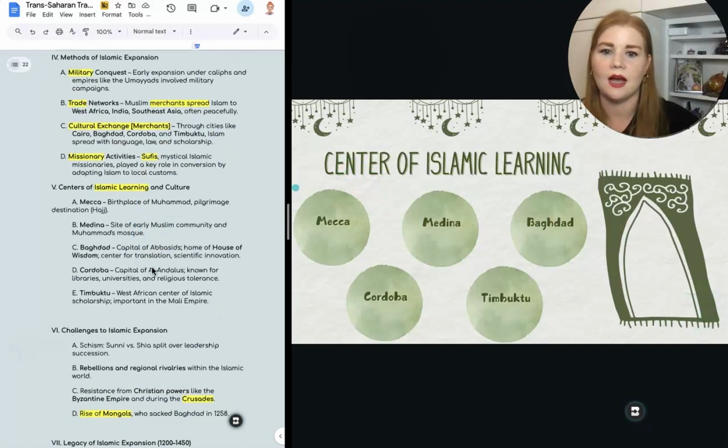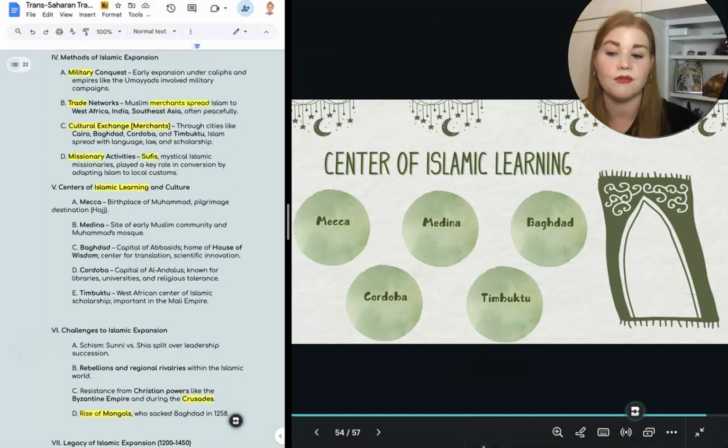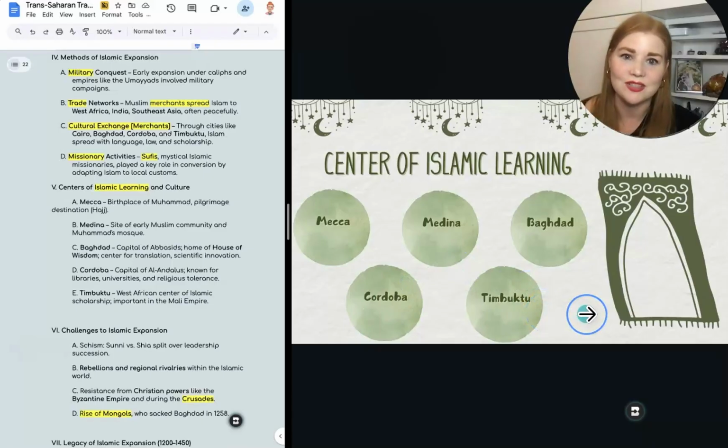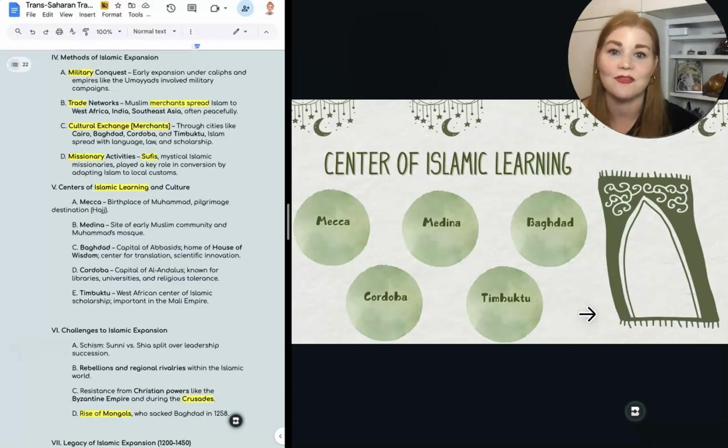Okay, so we've got these centers of Islamic learning. This is just a review of things we've already discussed. Mecca, Medina, Baghdad, Cordoba, Timbuktu. All huge centers of Islamic learning, and those preservations of previously acquired knowledge, Greeks, Romans, etc. These are essential. They're going to be essential later on as well.